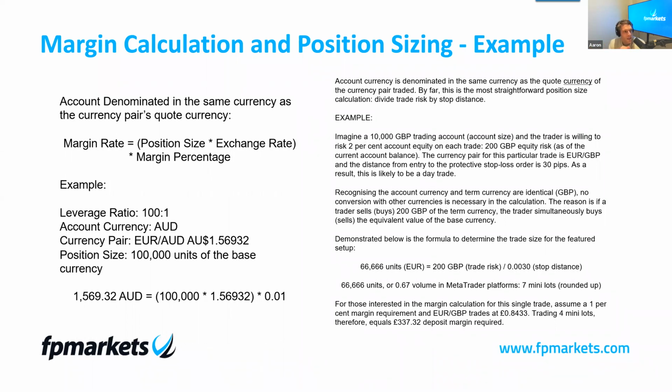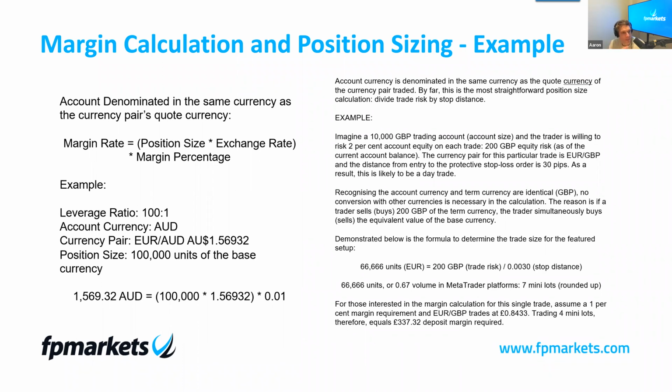All right, so the example here, I hate reading this out to you guys, but this is the only way I could really remember this example. So imagine a 10,000 UK pound trading account. This is your account size, guys. And the trader is willing to risk 2% account equity on each trade. So that's 200 UK pounds. That's your equity risk as of the current account balance.